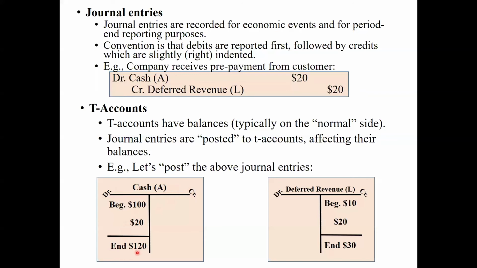And what auditors are going to do, an auditor is going to look at $120 and make sure that that agrees to the bank statement, to make sure the bank statement also said $120. That way the cash account is stated correctly.